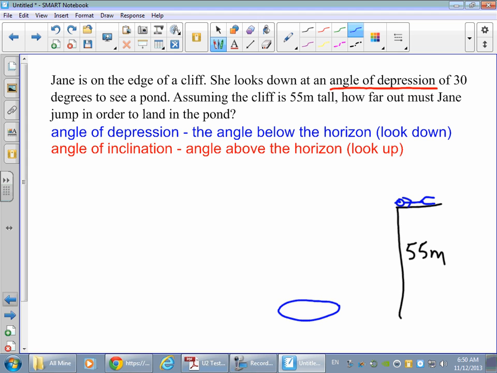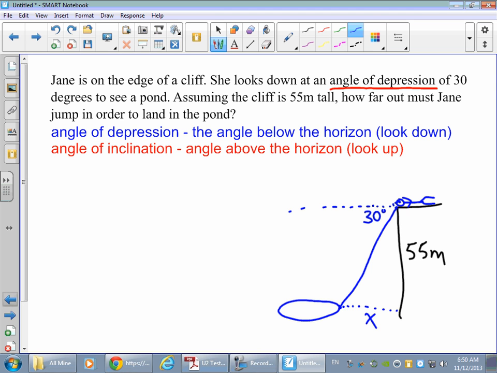So my pond is down here now, and essentially what it's asking me is how far away is the pond from the base? How far out would she have to jump in order to make sure she lands in the pond? And then the last thing, the angle of depression, of course, we just discussed. Angle of depression essentially is going to be, oops, should probably get my line of sight to actually hit where I want it to hit. The angle of depression ends up being that angle in there.